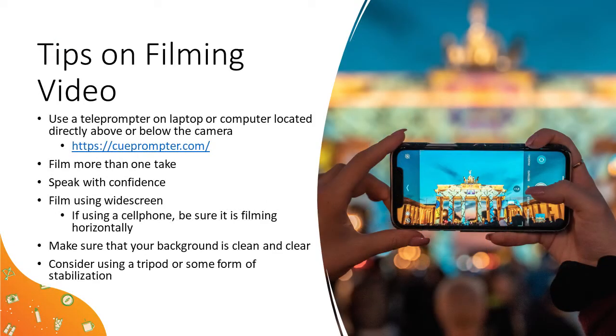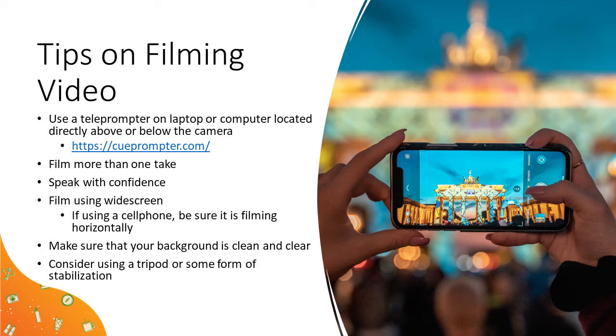Here are a few tips and tricks on filming videos. Use a teleprompter on a laptop or computer located directly above or below the camera. By placing it so close to the camera, it becomes less noticeable that you are reading off of a screen. Film more than one take. Choose the best one and send it to us for the editing session. Speak with confidence. Confidence is key when selling anything.